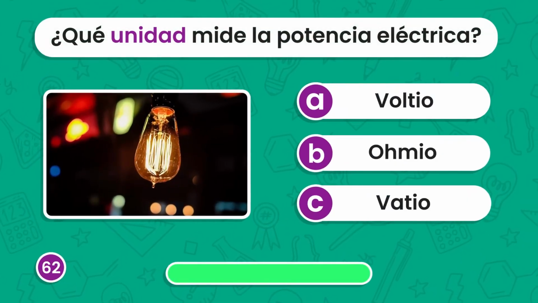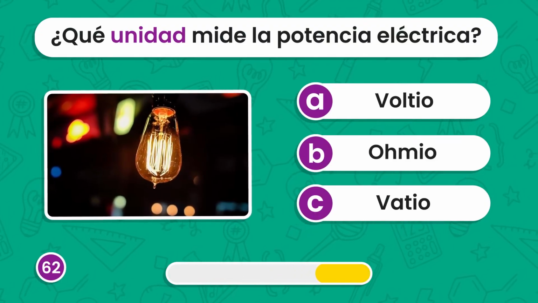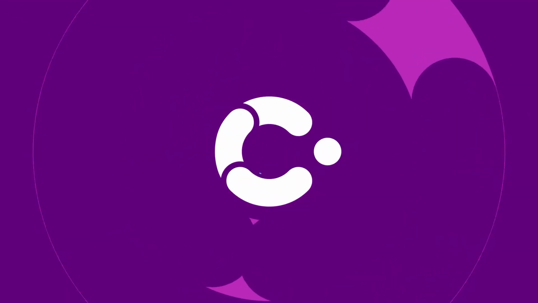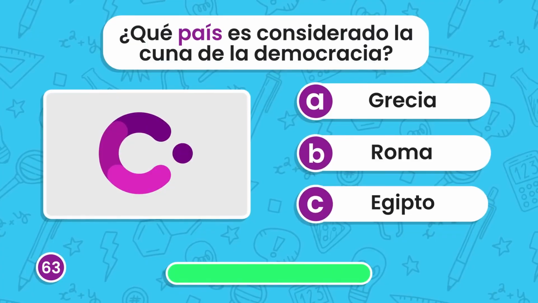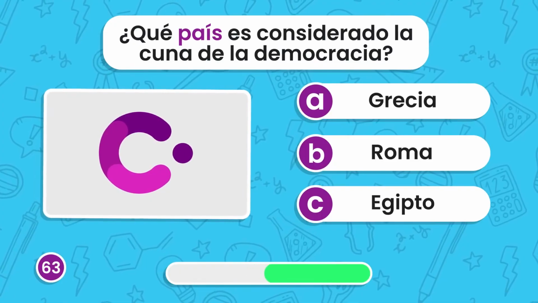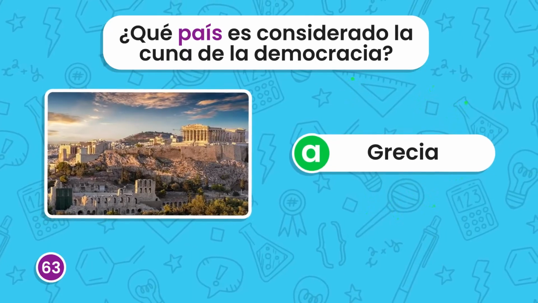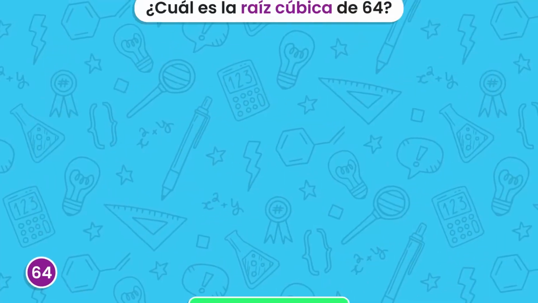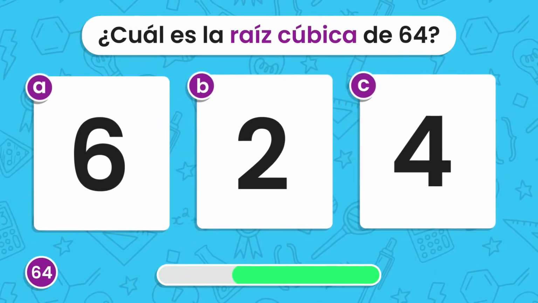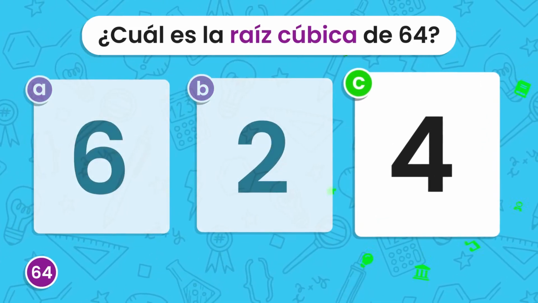Which unit measures electric power? The watt. Which country is known as the birthplace of democracy? Greece. What is the cube root of 64? Four.